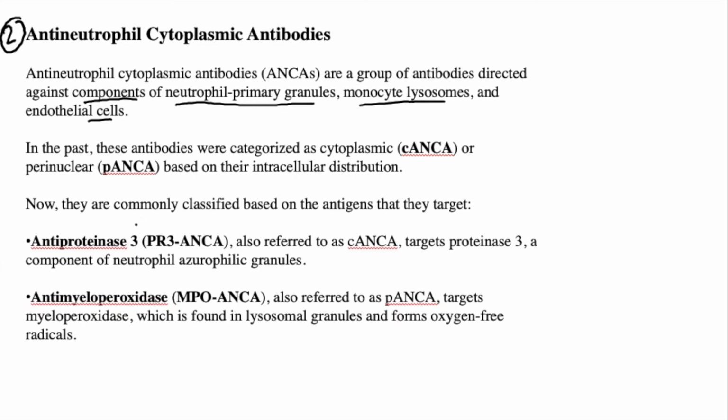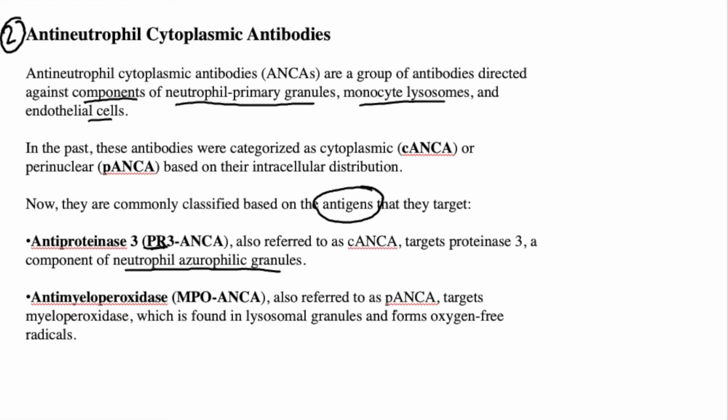But now they are commonly classified based on the antigen that they target, and it is important to know the antigen. Which antigen? The C ANCA, the cytoplasmic ANCA, targets proteinase 3. What is proteinase 3? Proteinase 3 is an important component of the neutrophil granule, so it is known as anti-proteinase 3 ANCA.